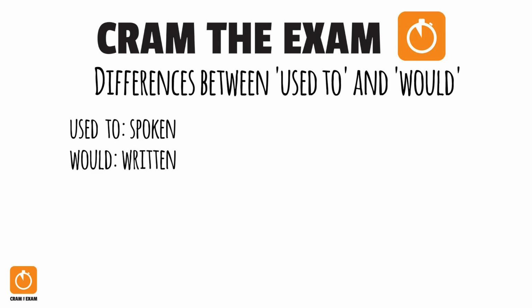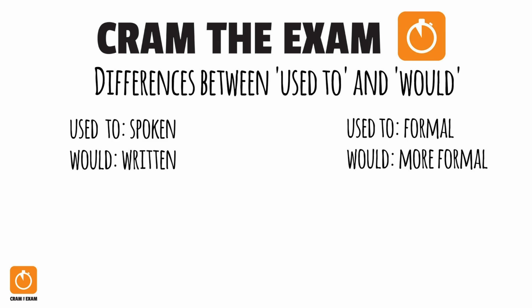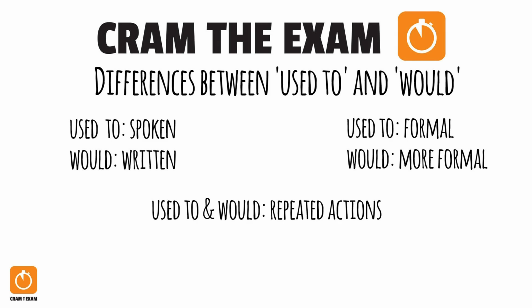Used to is used in spoken language. Would is used more in written language. Would is more formal than used to, but that's not to say that used to isn't formal. Used to is formal. It's just that would is more formal than used to. We know from reading that used to and would can be used to describe repeated actions in the past. So if you did something several times in the past, you can use used to and would without any problems.